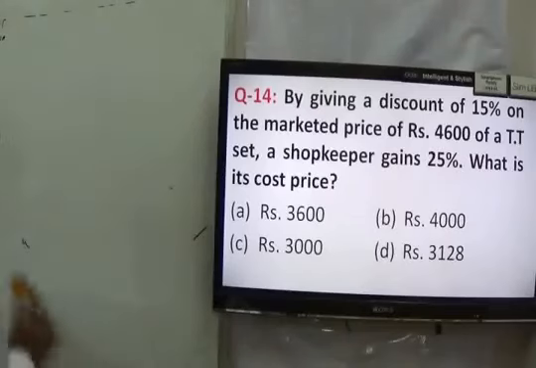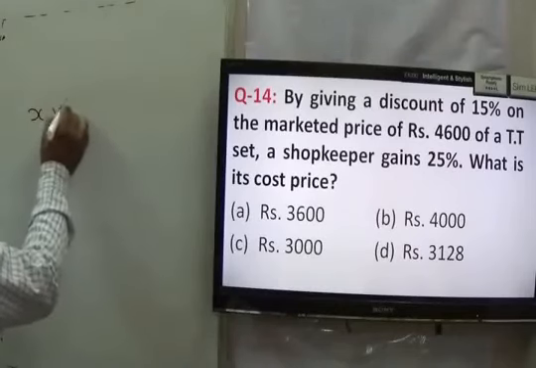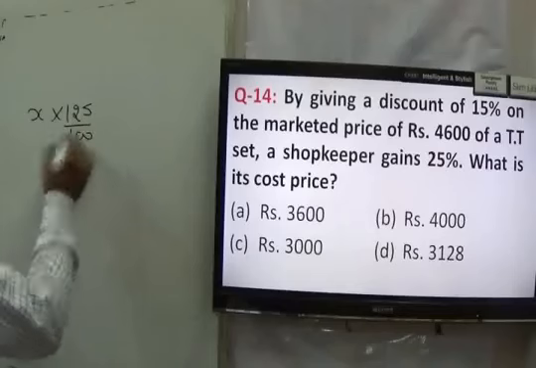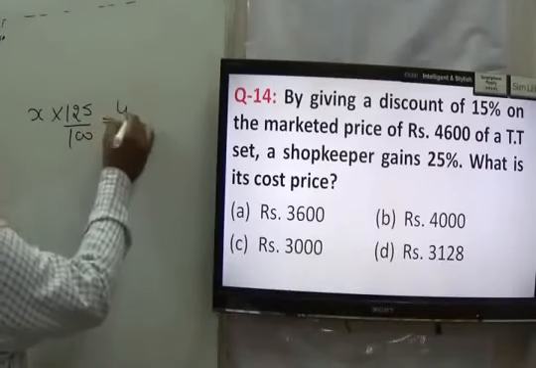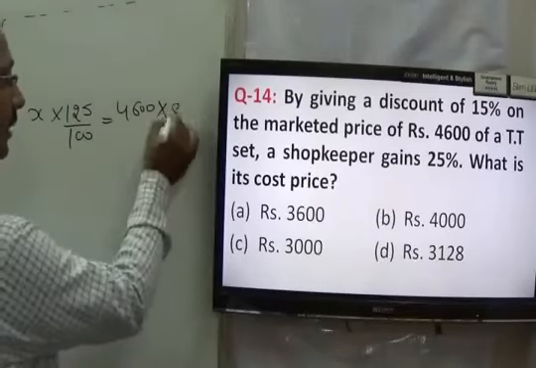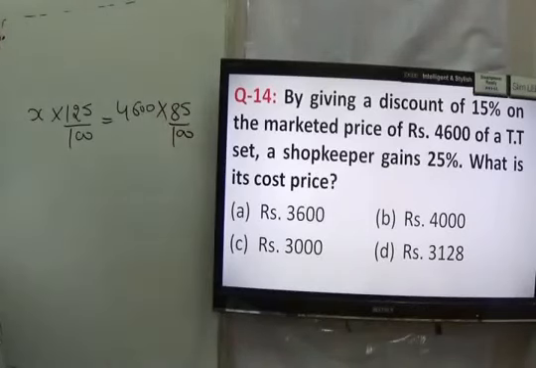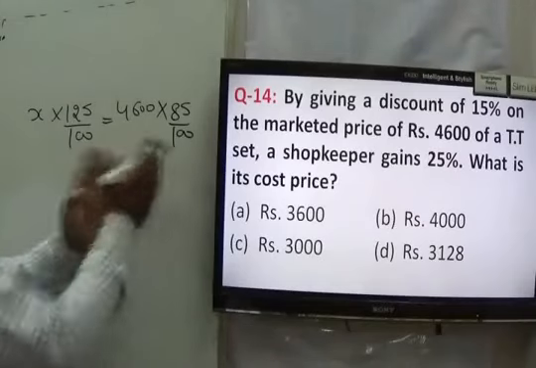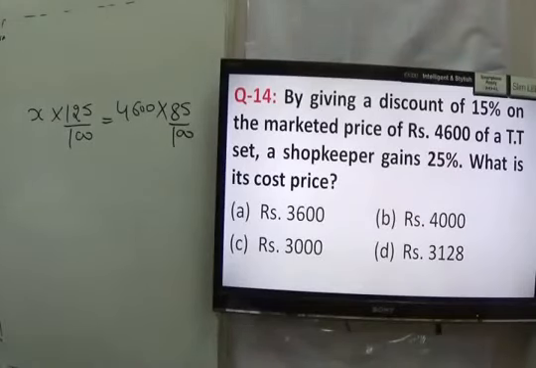Next, you have question number 14. Read the question. It is given that by giving a discount of 15% on the marked price of rupees 4600 of a TT set, a shopkeeper gains 25%. We have to find the cost price. Let us assume that the cost price is X. He is getting a profit of 25%. It means the selling price is 125 by 100 of X. Here the marked price is 4600. He is giving a discount of 15%, which means if 15% is subtracted, that is 85%. That is also the selling price. So I may compare both and find the value of X.